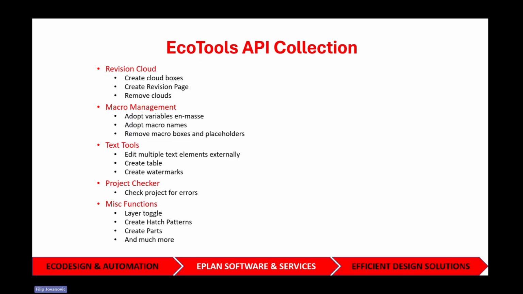We have some text tools, and this allows us to edit graphical texts on a page, which you can't normally do in Eplan, as well as creating our own table and placing watermarks on the page. Next, we have a project checker. So I know Eplan already comes with a project checker. However, the project checker we made for EcoTools is a lot more user-friendly, it's less overwhelming, and you'll see the differences when we do the demo.